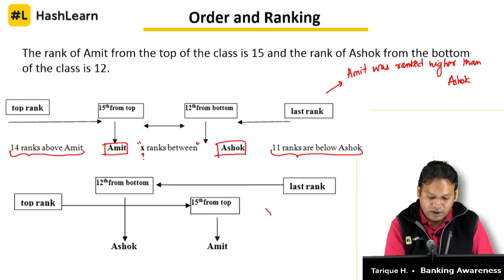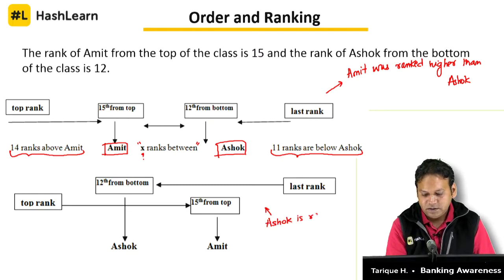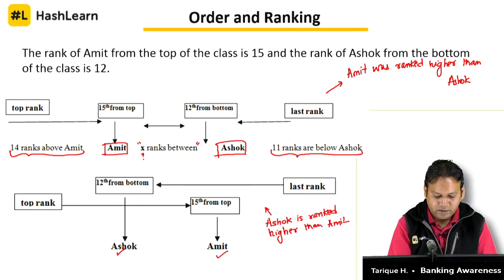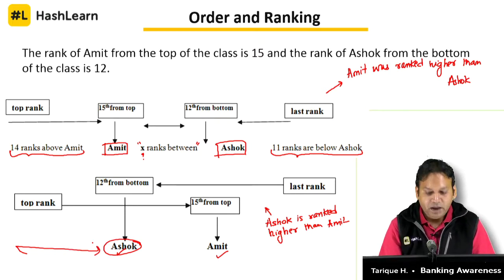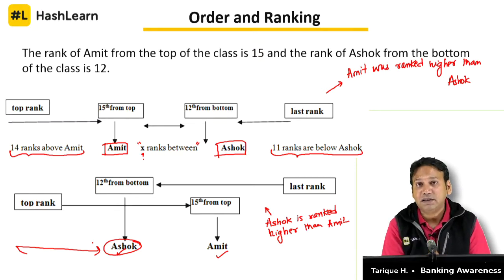The second scenario here is when Ashok is ranked higher than Amit. As you can see very clearly in the diagram, now Ashok is higher than Amit. So from the top, if we compare, Ashok's rank will be better than Amit in this case. This happens in a scenario when total number of students in the class is less than the sum of the rank of the two persons given to us.